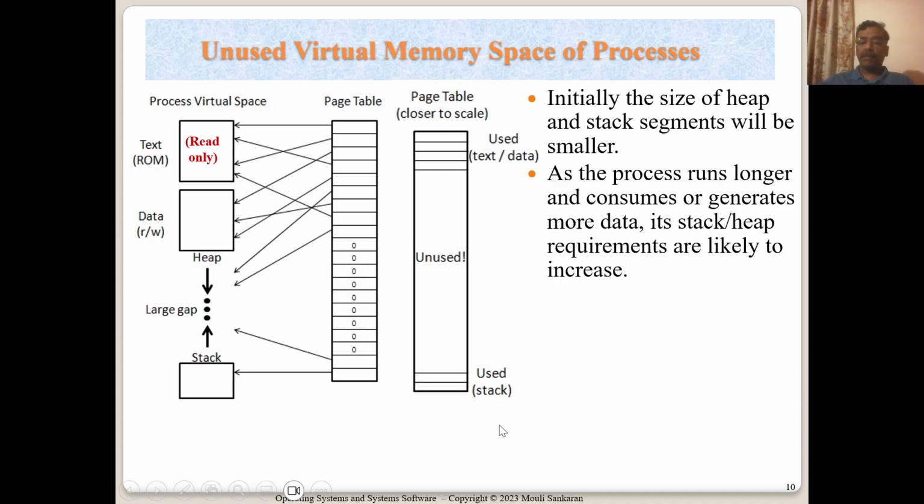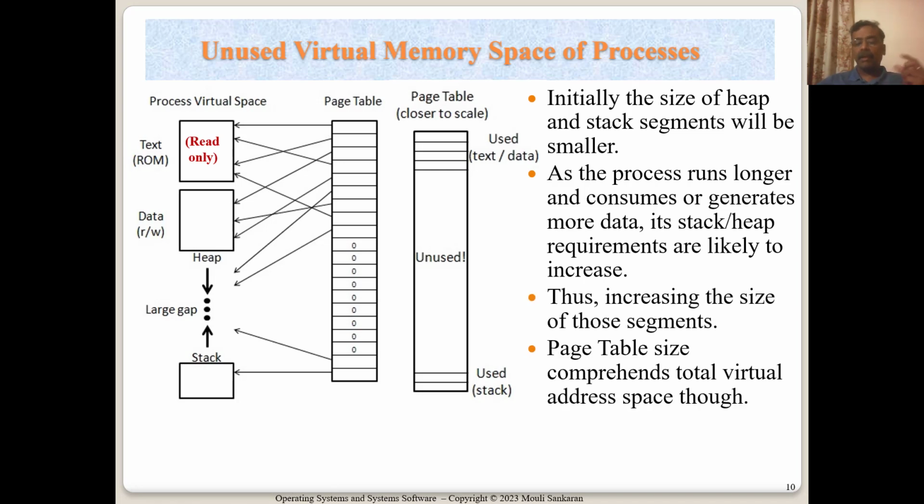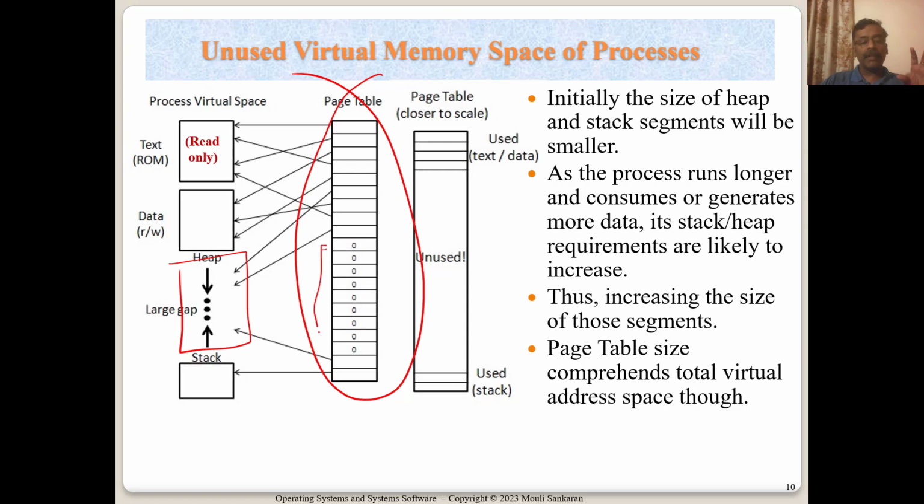Initially the size of the heap or stack will be small, and slowly they increase in size. But you need to keep the page table for the entire address space. You cannot say, anyway this is not there, so let me not keep a space for the page table. I need to keep it and then make it invalid. All these bits are invalid because these pages are not even used by the program, and they are not even available in the main memory because you don't have to load them.